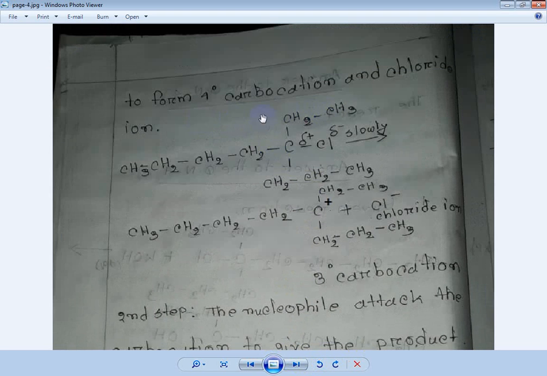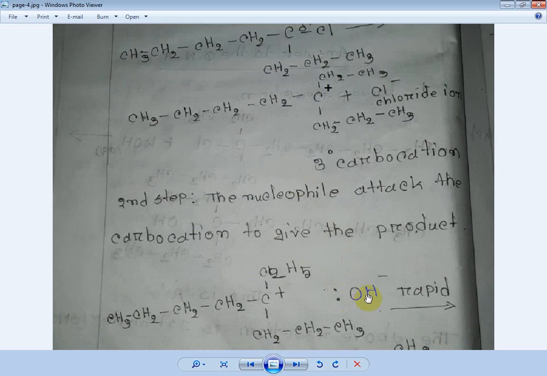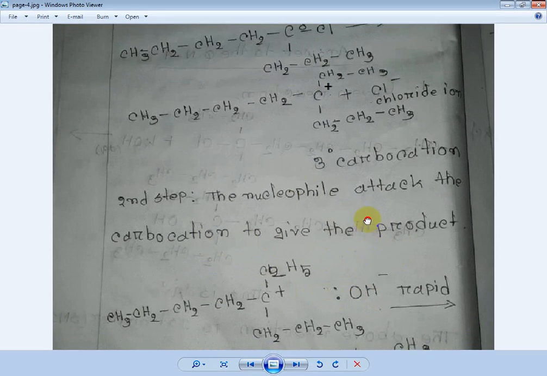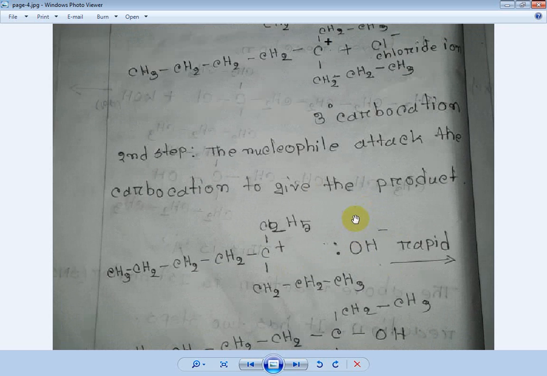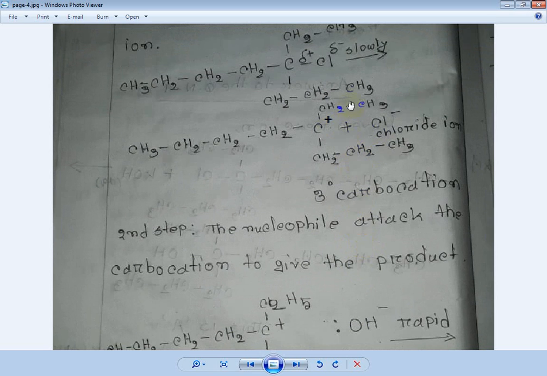It dissociates slowly and forms the carbocation. In the second step, the nucleophile attacks the carbocation and gives the product. Why is this an SN1 reaction? Because we know the rate determining step is the slow step. In the slow step, the concentration depends only on the alkyl halide. There is no nucleophile in the slow step.